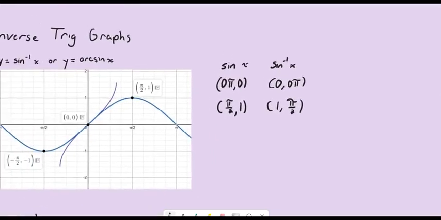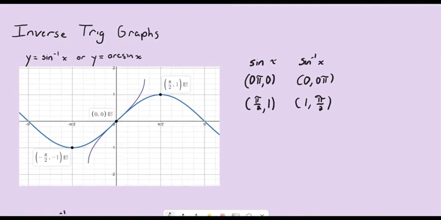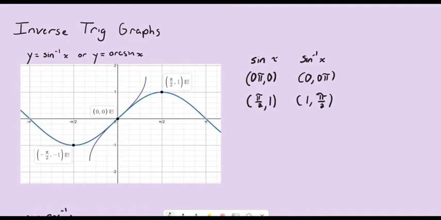You can see that best here on the first two graphs. We've got y equals inverse sine x. Now, under sine x at 0 pi, the output is 0. So in the inverse sine, you would have a 0 and an output of 0 pi. You can kind of see that, but we can see it better here.